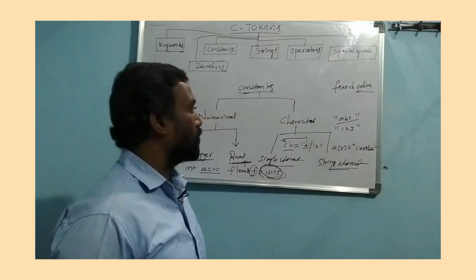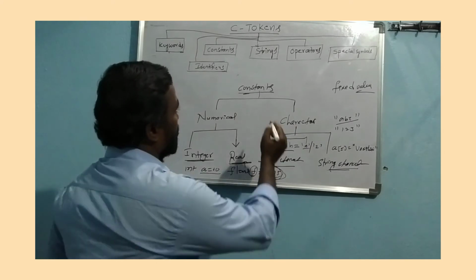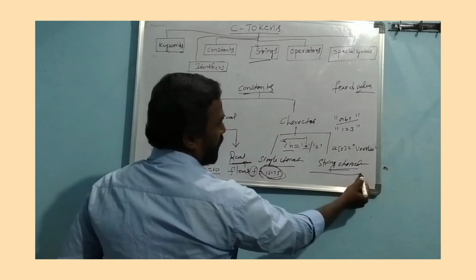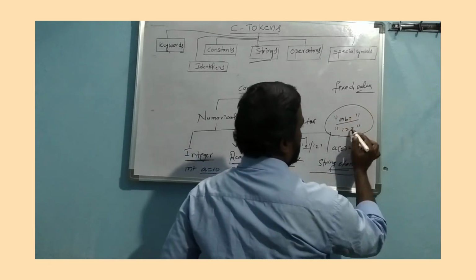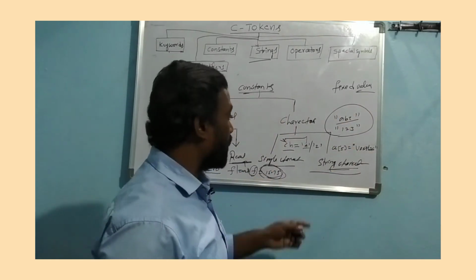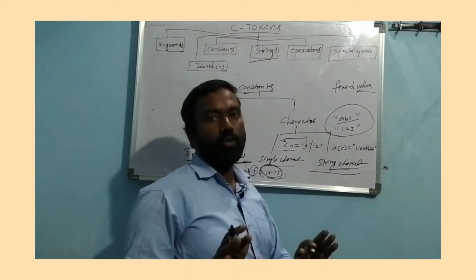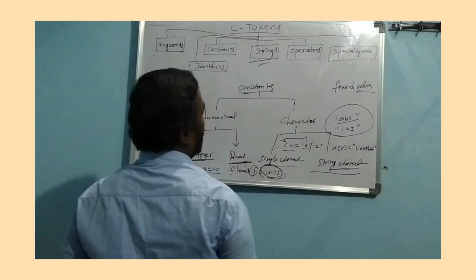Okay, so this is the most important point you have to remember. The next one is strings. Already I discussed here, string character constants: ABCD is a string, and 1, 2, 3 is also a string. Why? Because we are declaring it within the quotation marks. Are you clear? So this string concept is also completed.